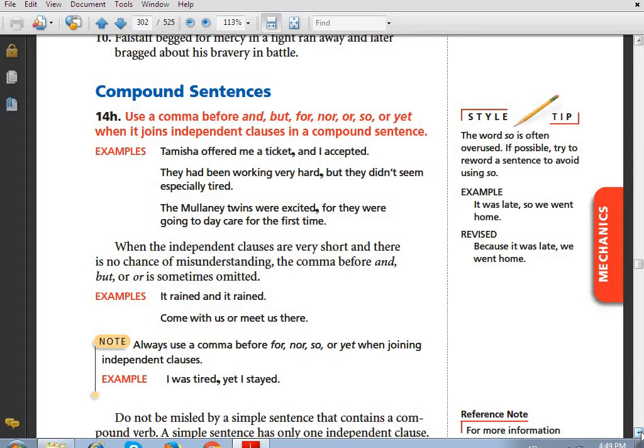I am tired, but I can't sleep. Yes, this is a compound sentence, but the clauses are too short, so it's possible to cancel the comma before the coordinating conjunction.